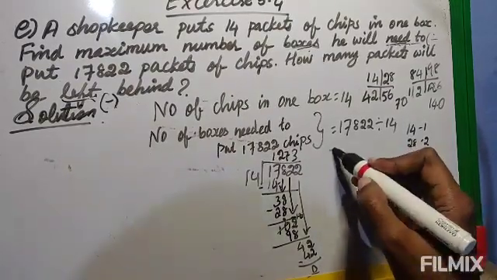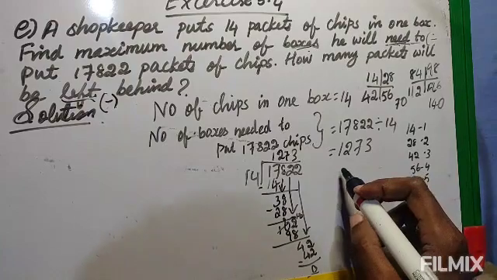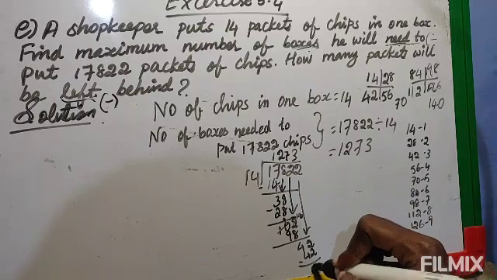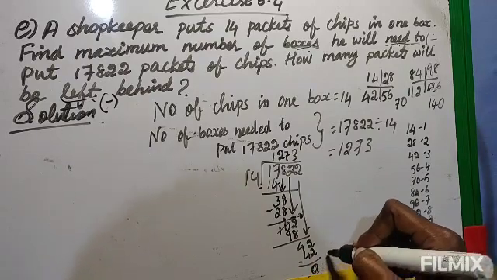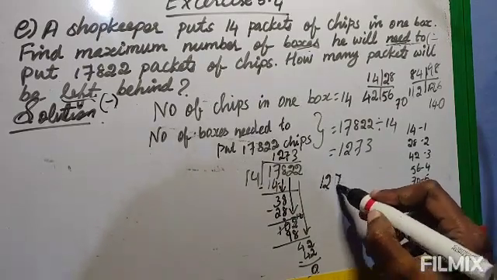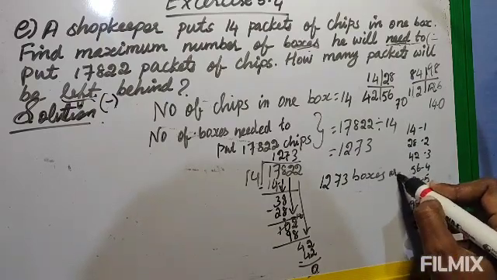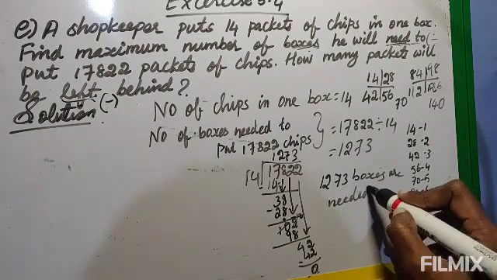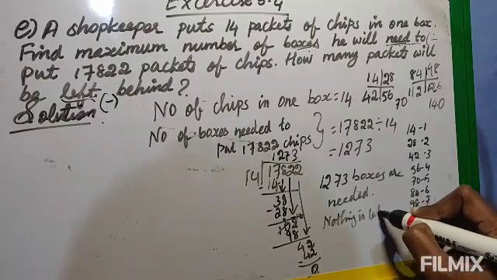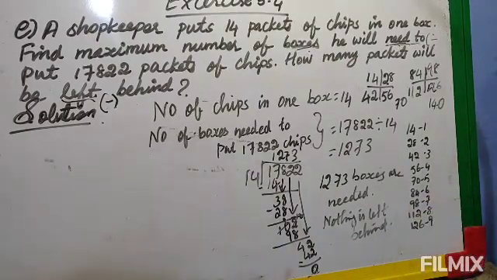Okay, so 1273 boxes are needed. And how many are left behind? Is there anything left behind? Remainder, have you got anything here? Nothing, you have got 0 only. So nothing is left. So you have to write: 1273 boxes are needed for packing. Again, nothing is left behind. So this is the way we complete the answer.